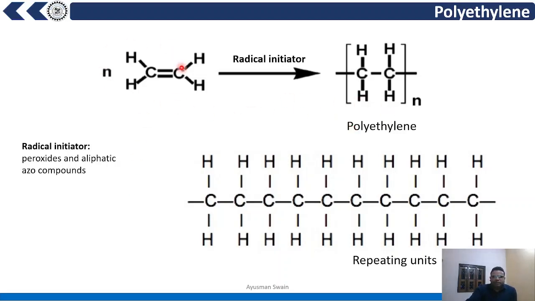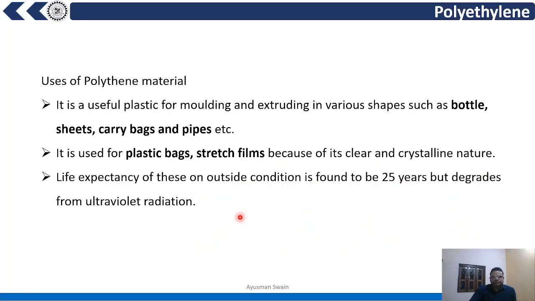Polyethylene is prepared from the ethylene molecule in the presence of a radical initiator. The radical initiator can be peroxide or aliphatic azo compounds. These are the repeating units. And you already know polythene, which you use in your daily life as polythene sheets, carry bags, bottles, and some pipes. So polyethylene has a range of usage in your daily life. You can give n number of examples if such questions come.